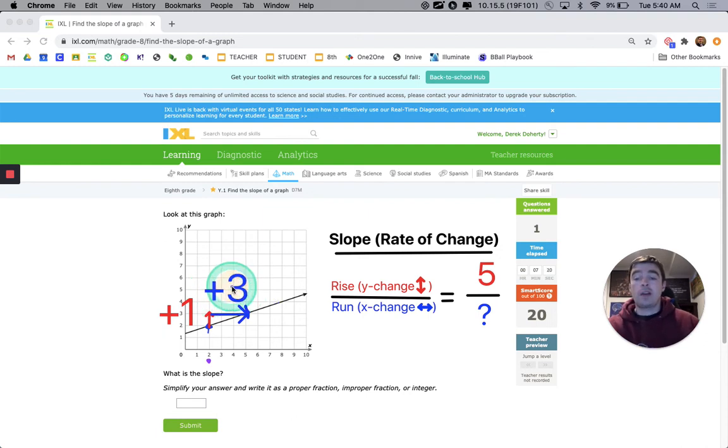So in this graph, each time the y climbs up by 1, the x runs to the right by 3 units. So our slope, our rate of change, our rise is 1, and our run is going to be 3.